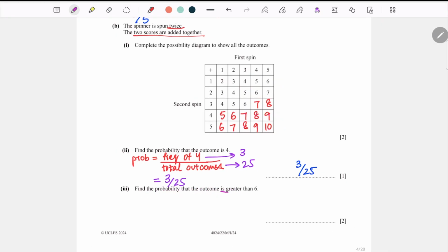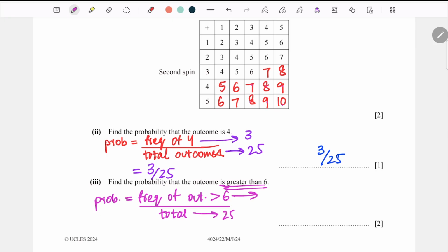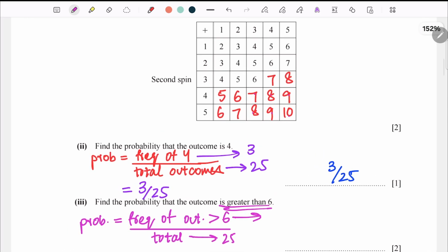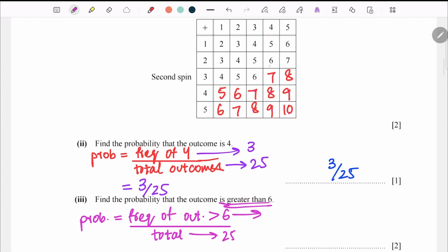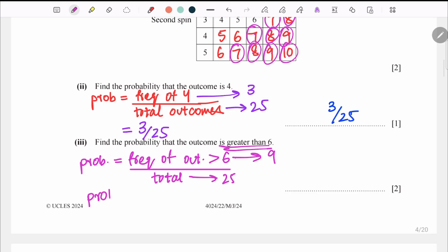Find the probability that the outcome is greater than 6. So the formula would be probability is equal to frequency of outcomes that are greater than 6 divided by total. Total will always remain constant, that is 25. And we have to find the digits that are greater than 6 using the possibility diagram. Greater than 6 would be 7, 8, 9 and 10. The frequency is 1, 2, 3, 4, 5, 6, 7, 8, 9. So the probability will be 9 divided by 25.